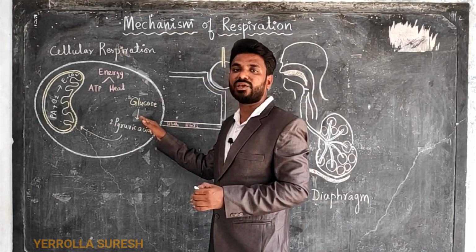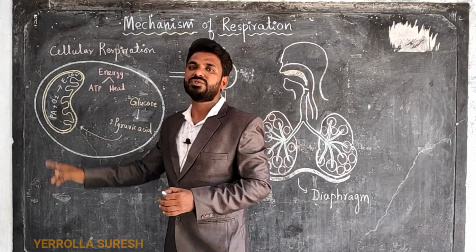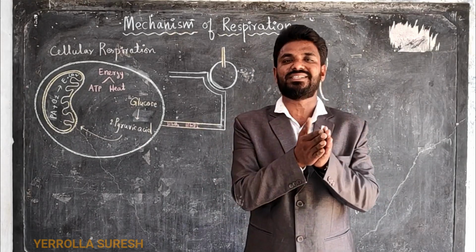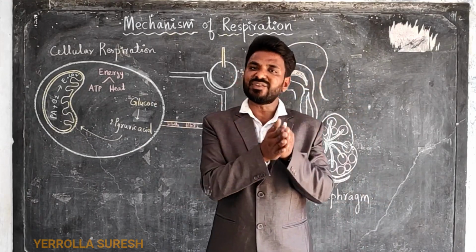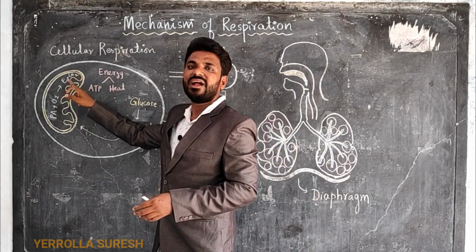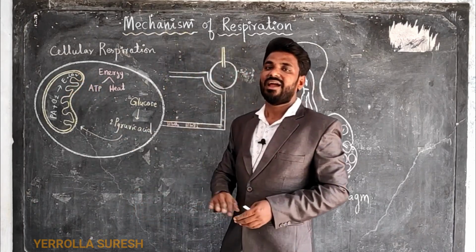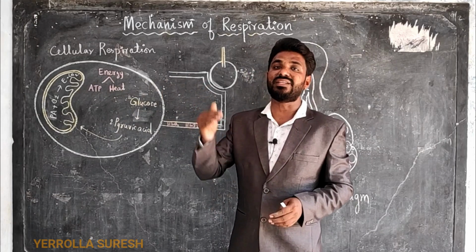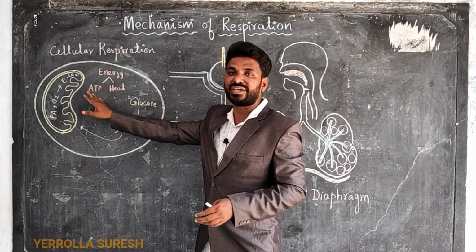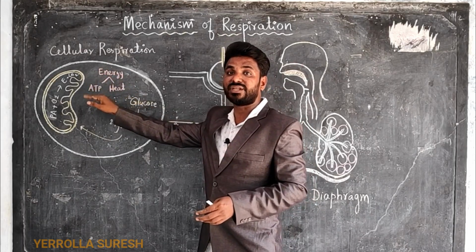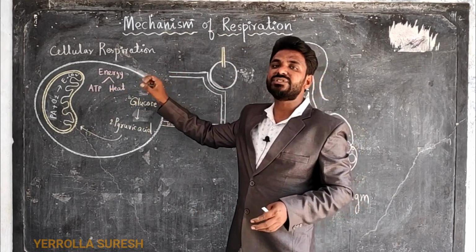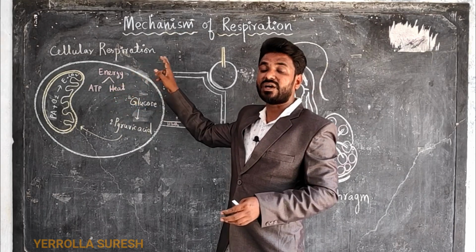Then these pyruvic acid molecules move into mitochondria. So what happens in mitochondria? Pyruvic acid molecules combine with oxygen. That means indirectly glucose combines with oxygen. When these pyruvic acid molecules combine with oxygen, they release energy as well as carbon dioxide gas. This carbon dioxide gas is a waste product, and it has to be eliminated from the cell. So hemoglobin receives carbon dioxide from the cell and it forms carboxyhemoglobin.